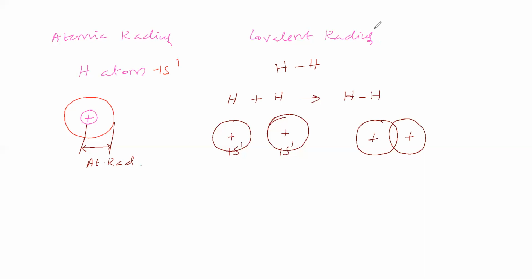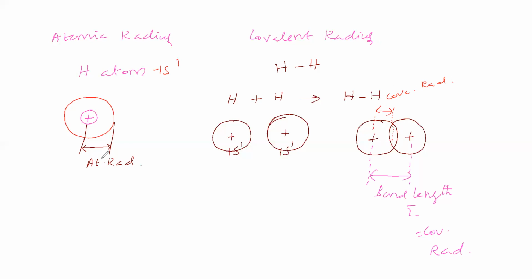Now we will see the radius. Here, the center of this nucleus and the center of this nucleus we will take. This is called the bond length. Half of this bond length is called the covalent radius of hydrogen. So the covalent radius of hydrogen is from here, this center point to this point. This is called the covalent radius.